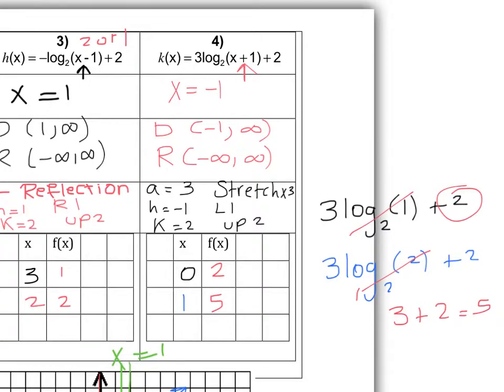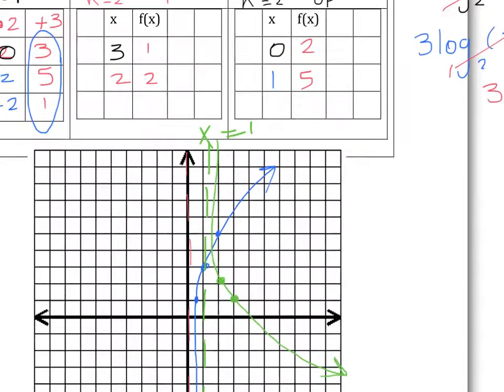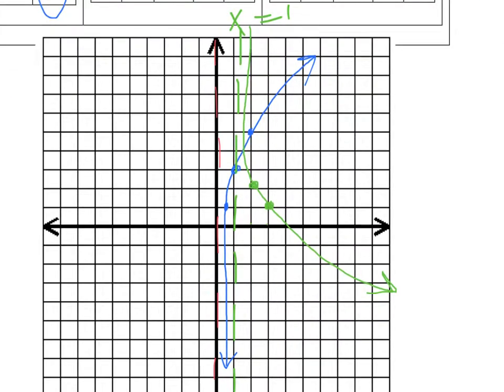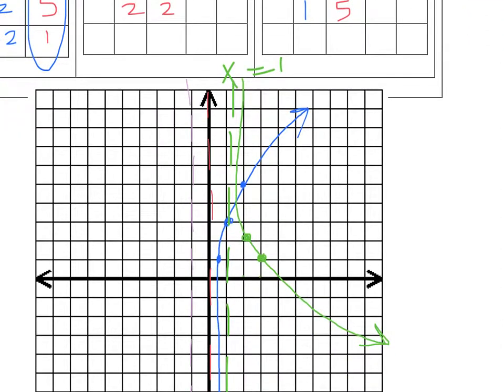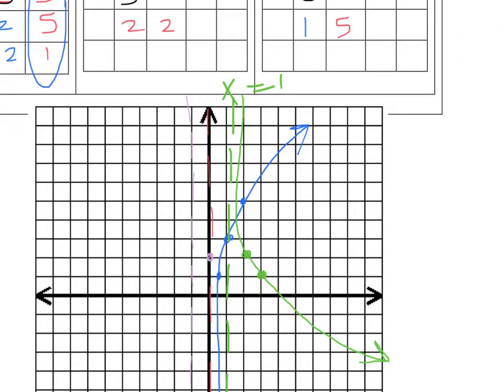So let's go ahead and present this on the graph. X equals negative 1. So let me represent that with a red. Let me choose a different color. Purple. So negative 1 would be my dashed line. X equals negative 1. And then my points are (0, 2), and then my other one would be (1, 5).